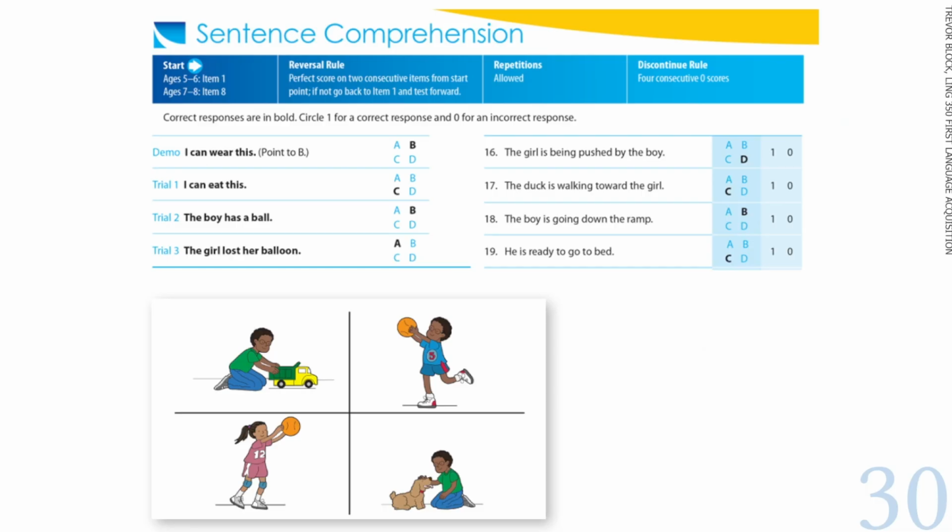Okay, they have sentence comprehension tasks. So I will show this. So maybe you get a picture here. There's a demo. So this is not the demo here, but you have a picture here and you're asked which picture corresponds with which sentence. So you might have the girl is being pushed by the boy. And then one of the pictures would be a girl being pushed by the boy, or he is ready to go to bed. And you might have a picture that represents that. So it's whether or not a child understands the sentence.